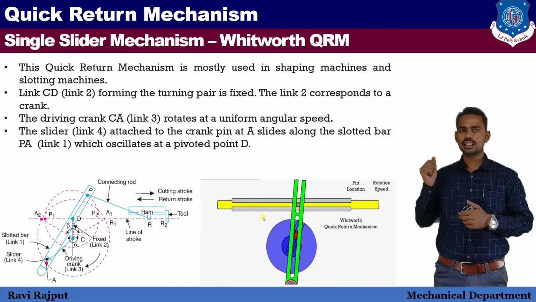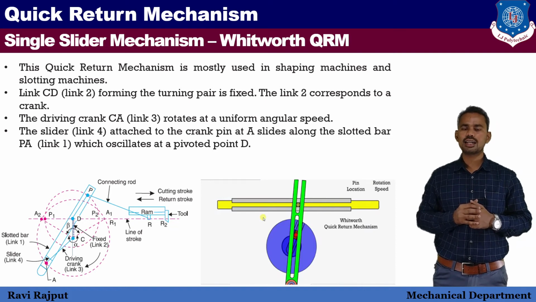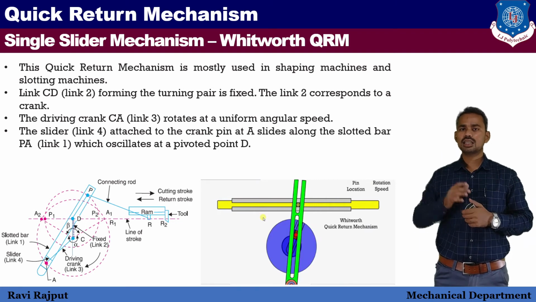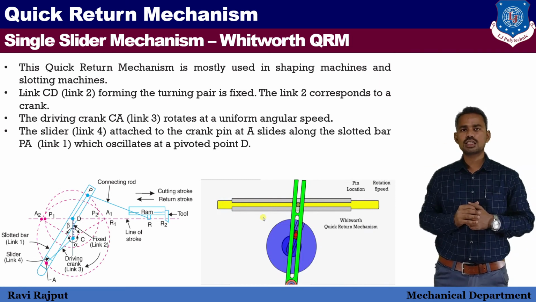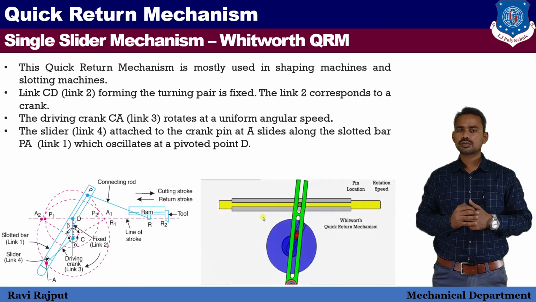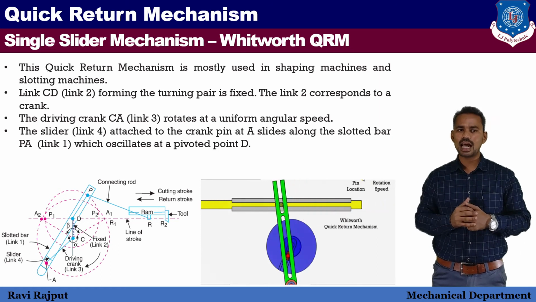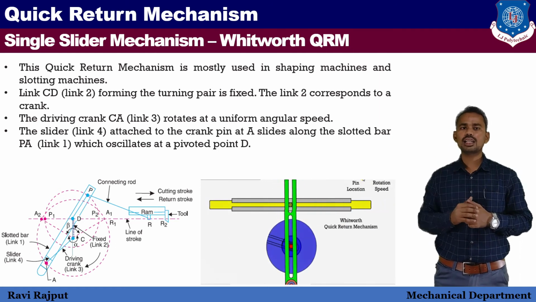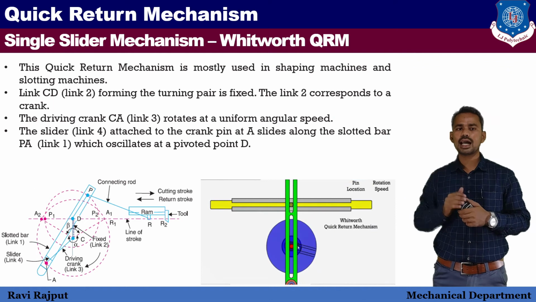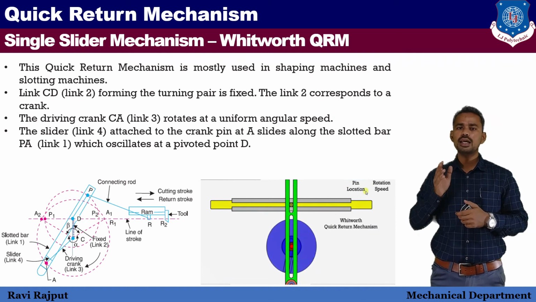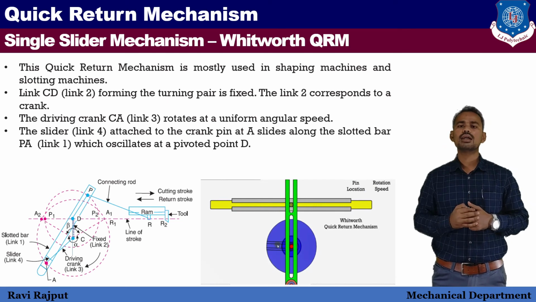Here the driving crank, which we have denoted as CA, rotates at a uniform angular speed, and the slider attached to this crank pin A slides along the slotted bar, shown here by PA, which oscillates about the point D. At point D there will be a turning pair. Between the slotted bar and slider there will be a sliding pair, and the remaining two pairs, between the crank and the slotted bar as well as between the crank and the slider, will be turning pairs. So the remaining three pairs will be turning, and the one between the slotted bar and the slider will be the sliding pair.